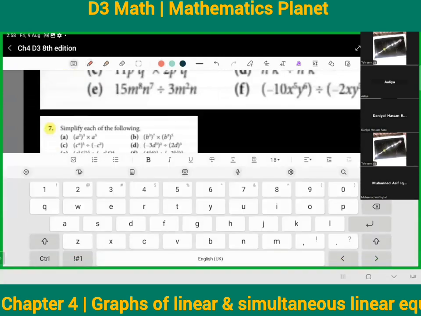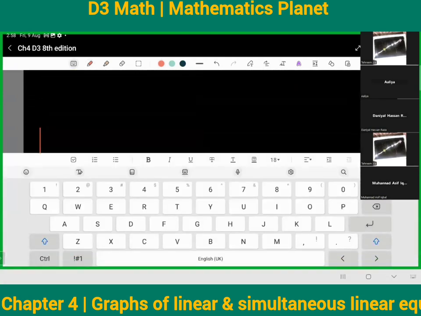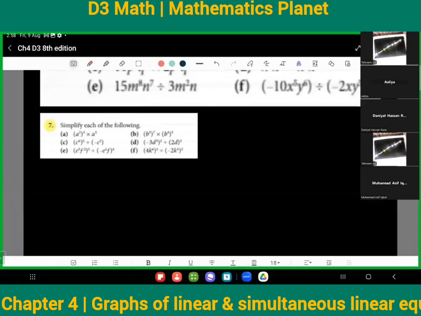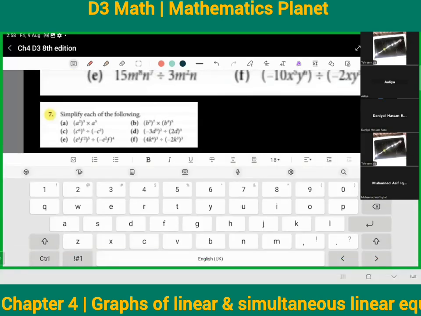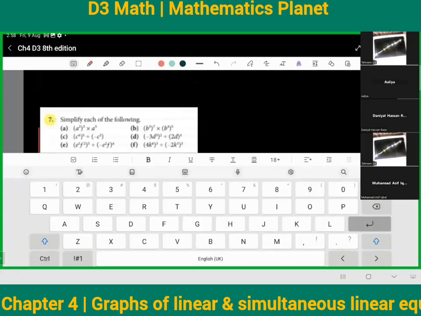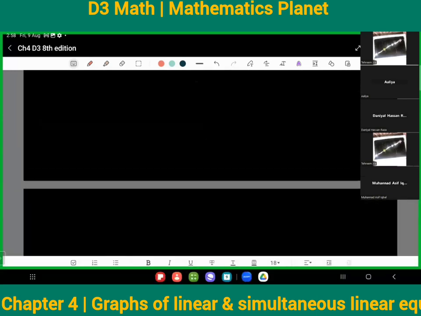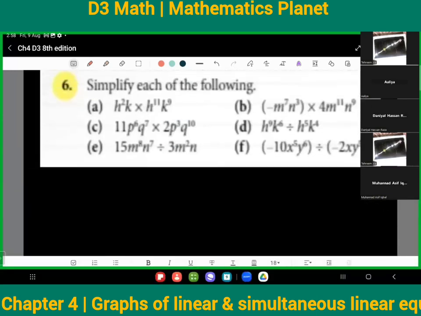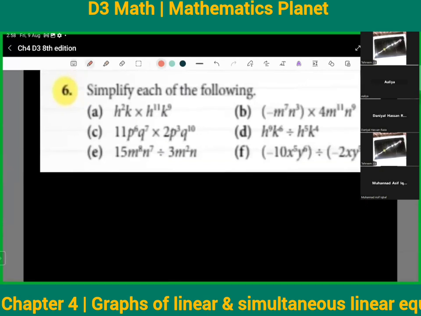Okay. Question number 6. Be ready, everyone. Simplify each of the following. Part A. 8 squared k multiplied by 8 to the power 11 k to the power 9.